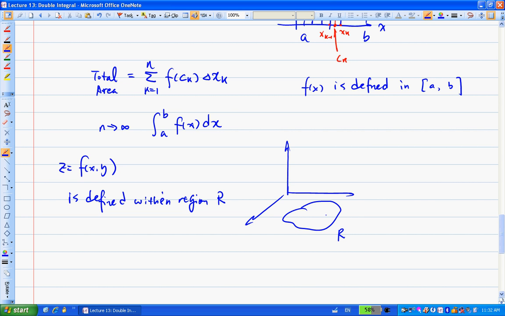Okay, so if this is defined within region R, you can think of this f(x,y) in different ways. One simple way is to just draw the f(x,y) in this 3D space. So let's say maybe this f(x,y) is something like this. That's a surface. So this is z equal to f(x,y).